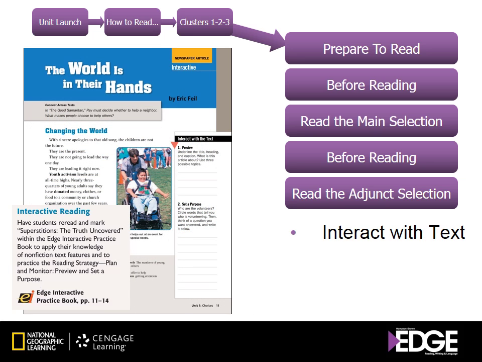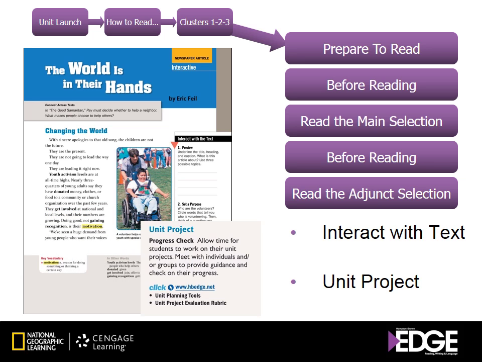However, after students have read the adjunct selection, they have the opportunity to directly interact with the text in their interactive practice book. As you can see, the interactive practice book includes a full color copy of the selection where they can reread and mark the selection to apply their knowledge and practice the reading strategy. The interactive practice book provides students with frequent opportunities to interact with the text and prompts active reading. Clear student instructions are built right into the page to help students focus on a specific reading purpose.